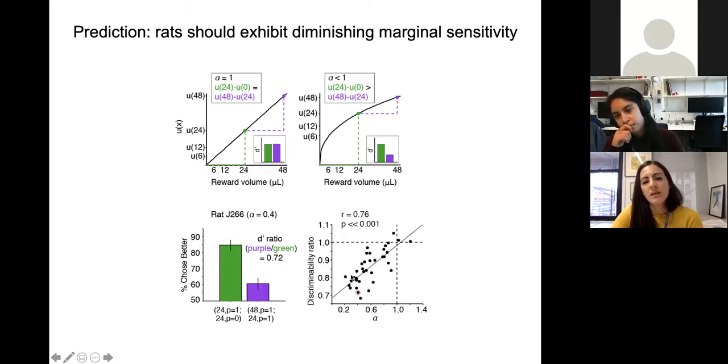Moreover, how concave your utility function is, where smaller numbers of the power mean more concave, is directly correlated with how much better you are on the green trials compared to the purple trials. And if you have basically a linear utility function, where your alpha here is 1, then you're doing equally well in these trial types. So this was one way that gave us confidence in interpreting the shapes of the utility functions from the model.